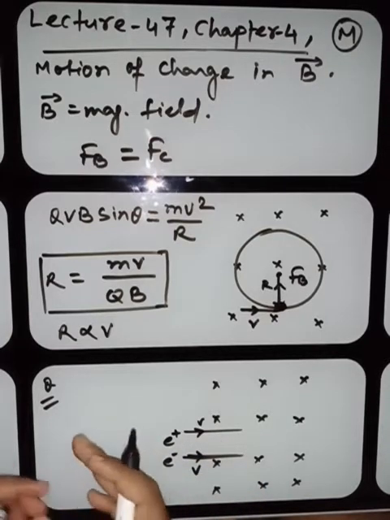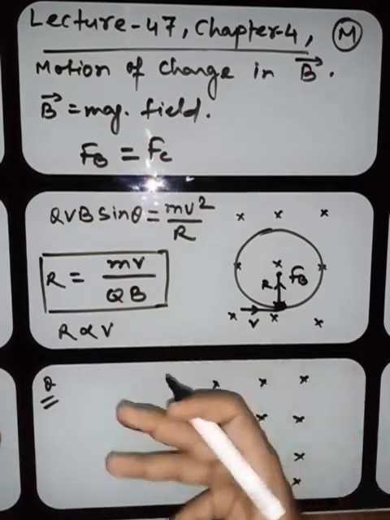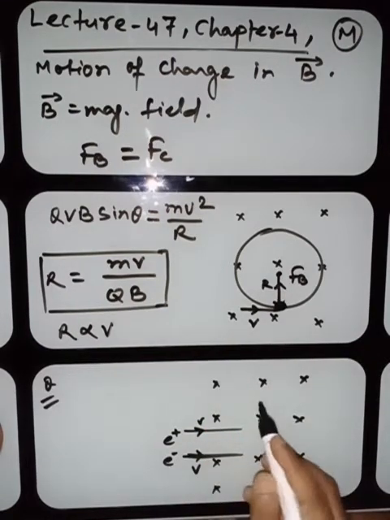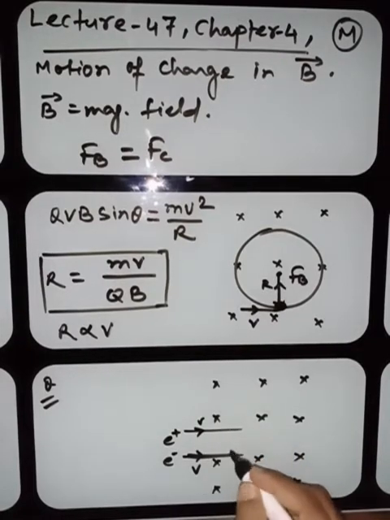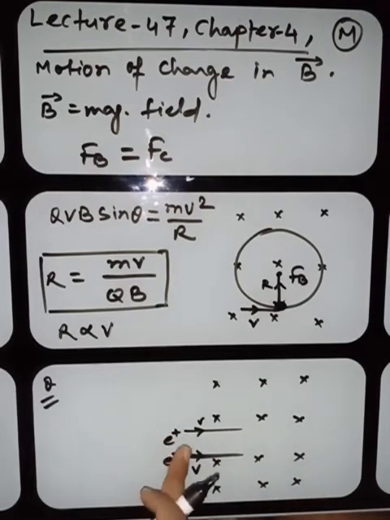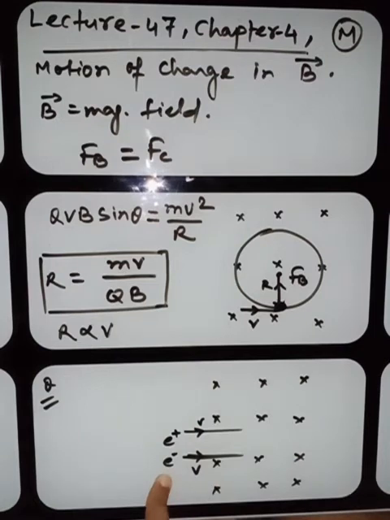So what you have to bear in mind while solving this question: first, for which charged particle the radius will be greater, and second, in which direction it will move. If it is a positive charge, of course the force will be upward, so it will move anti-clockwise, and if it is a negative charge, then it will move clockwise. Very good. But now, which will make the larger radius?